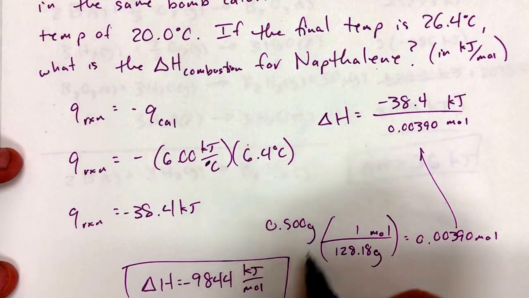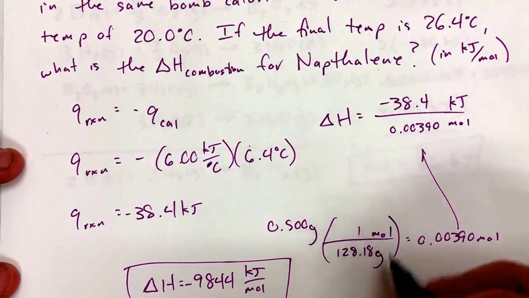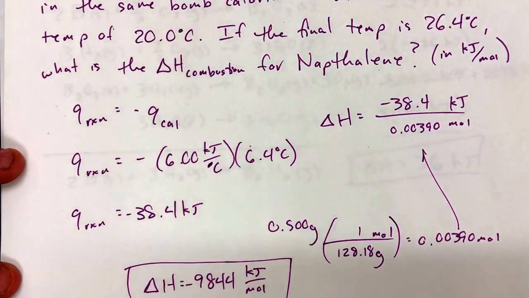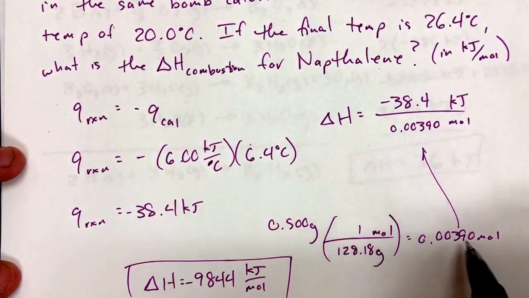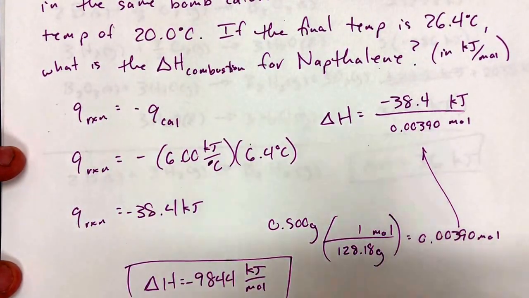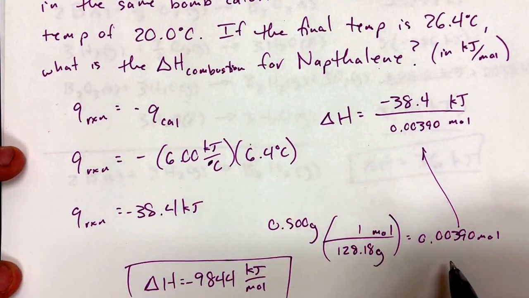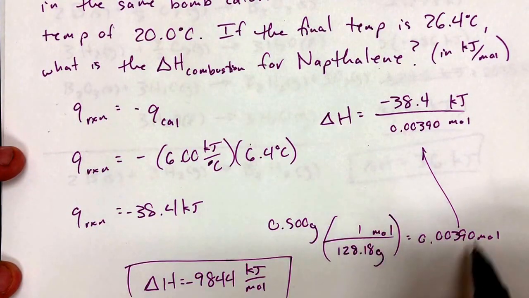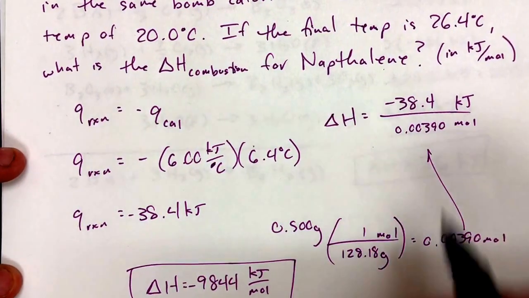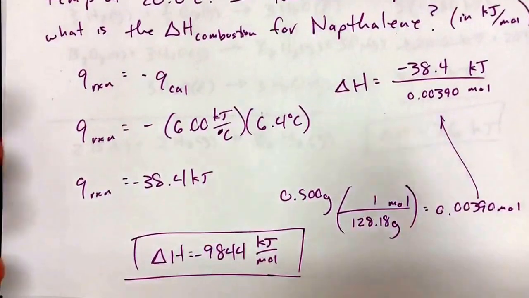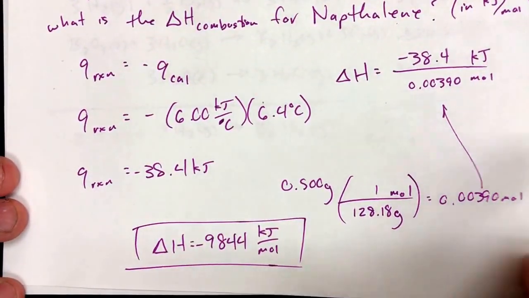So we have the grams, and we are going to convert from grams to moles by dividing by the molar mass. So we have the molar mass of naphthalene, and we convert to moles. Moles go on the bottom, and we get 0.9844 kilojoules per mole for that one.